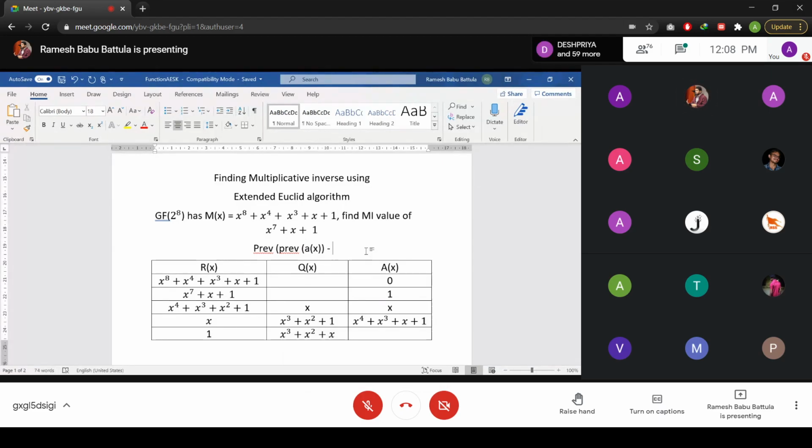minus previous of A(x) multiplied by your Q(x). Are you getting this one? This is the general formula we are using to find the new A(x) value. The new A(x) value is equal to this one, right? And the coefficient value, you need to find from the remainder.